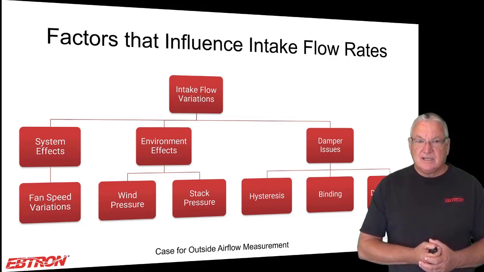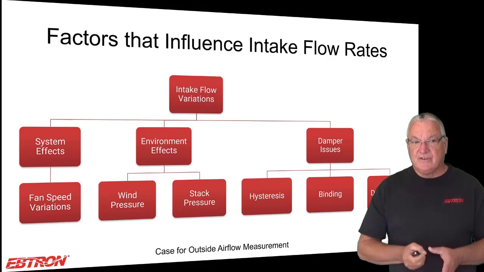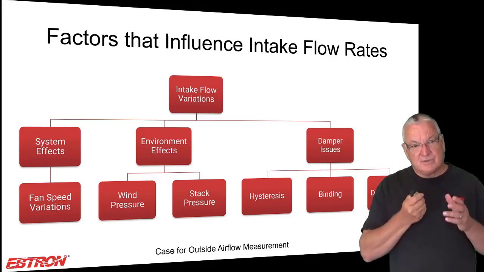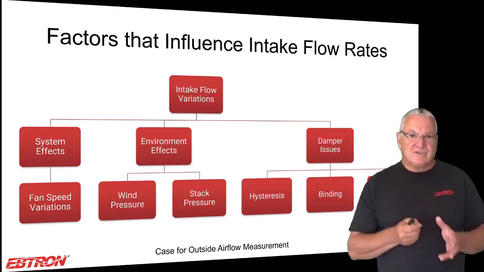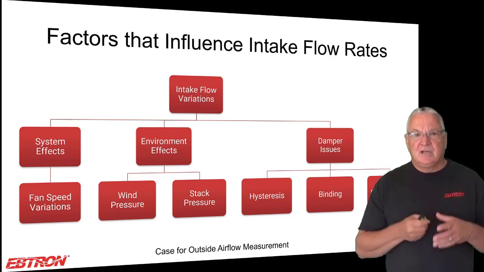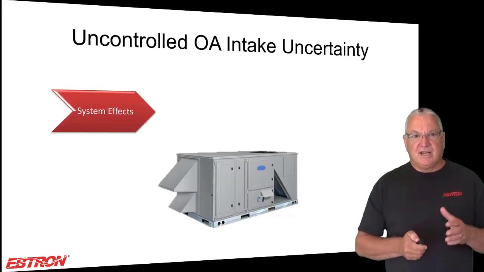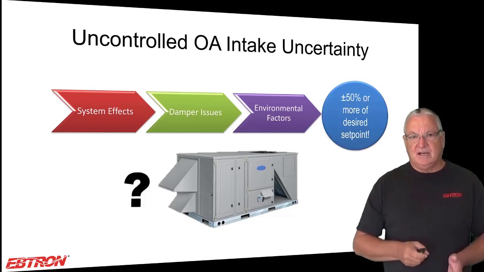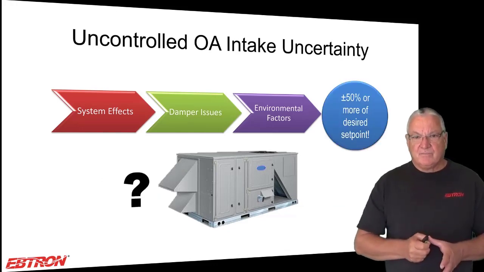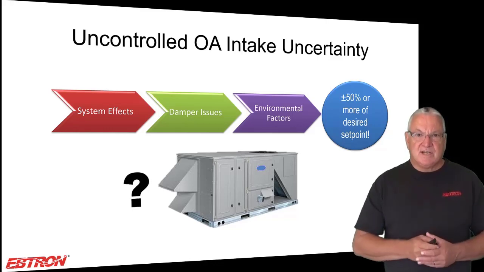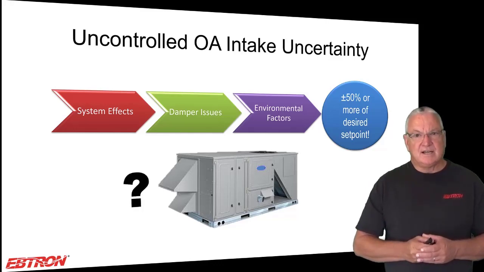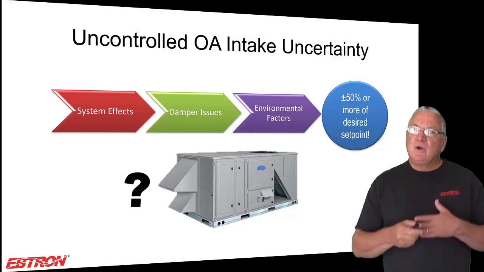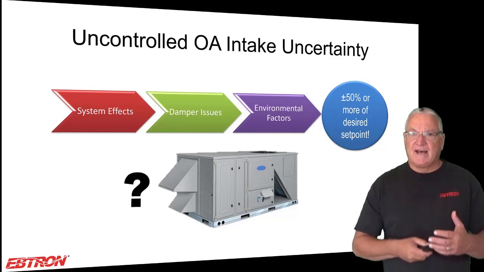So when you take a look at this whole deal, you see that the factors that influence these outside air intake flow rates are significant. We have system effects, which are primarily fan speed variations. We have environmental effects, which are wind pressure and stack pressure. And we have damper issues, which are hysteresis, binding, and deterioration. Honestly, when you look at these, and I'm being nice, with a fixed damper system, if you're within 50% of your desired set point, you're having a good day. And I always say, that's not a good day. And honestly, the errors are even higher than that. So you have system after system out there that has problems.